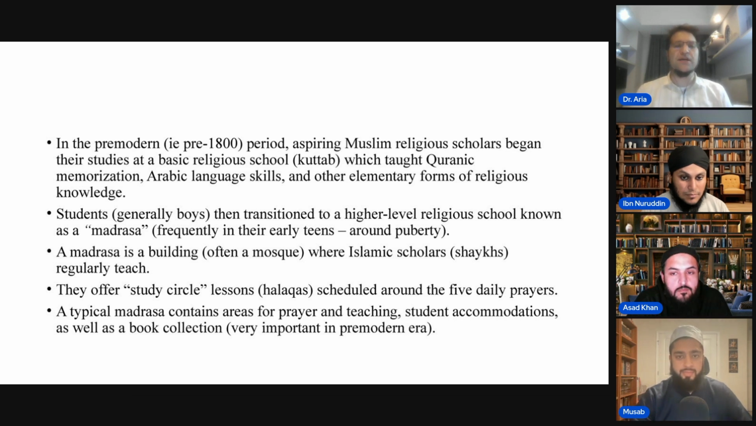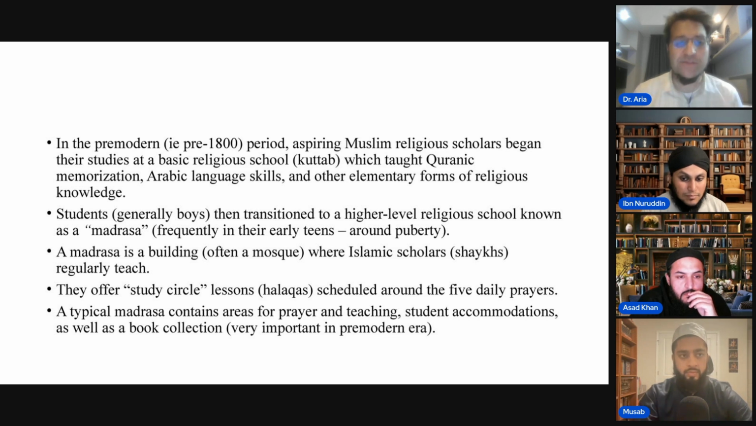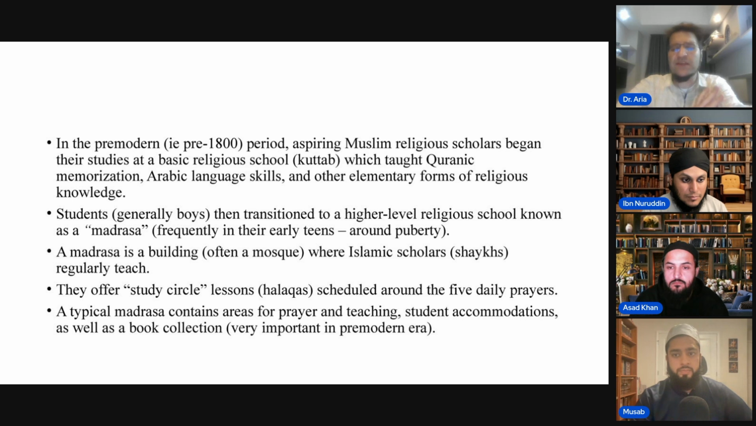But at this school, you are taught to memorize the Quran. You are taught basic Arabic language skills, like, for instance, how to read the Arabic script, how to pronounce Arabic words, a certain amount of Arabic vocabulary. And also in these elementary Islamic schools, you learn other basic aspects about the Islamic religion. So, for instance, basic beliefs about God and angels and heaven and hell, how to pray, how to fast, those kind of basic norms, how to dress appropriately.